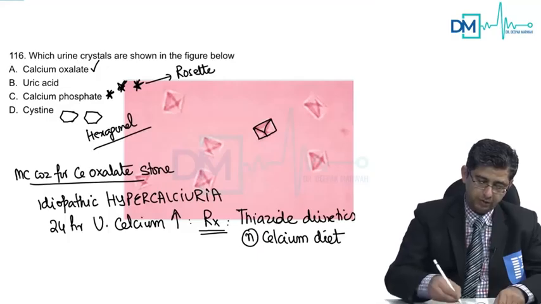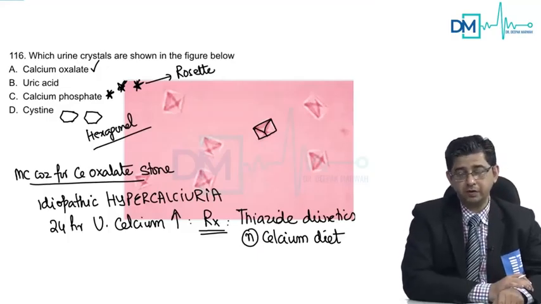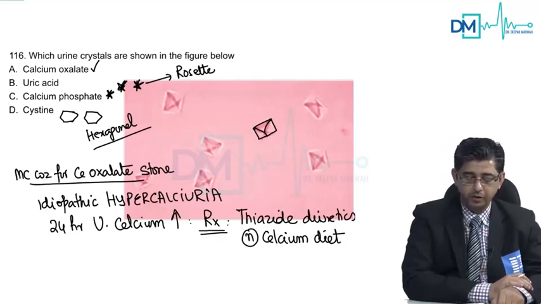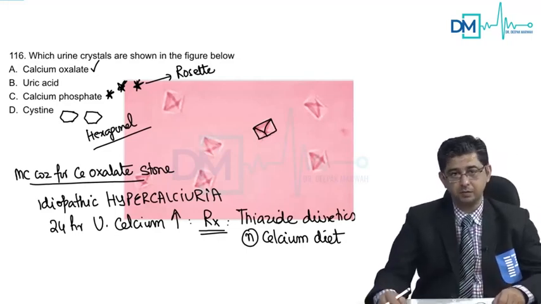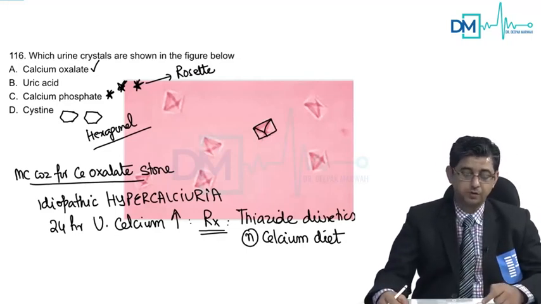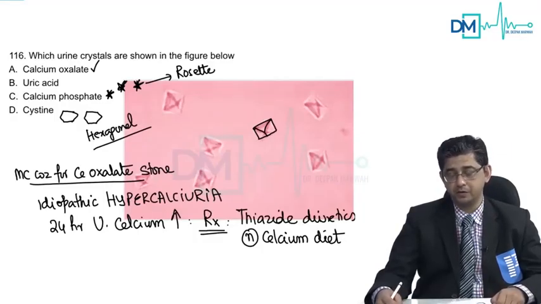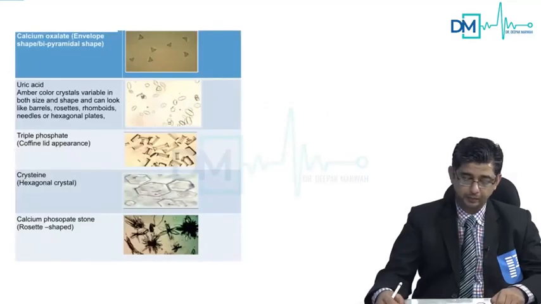is calcium phosphate. Do not mix calcium phosphate with triple phosphate. Triple phosphate is the one which will have a coffin lid appearance, but calcium phosphate is the one which will have a rosette appearance. Calcium phosphate stones are seen with hyperparathyroidism or hypoparathyroidism, and triple phosphate is due to proteus bacteria.